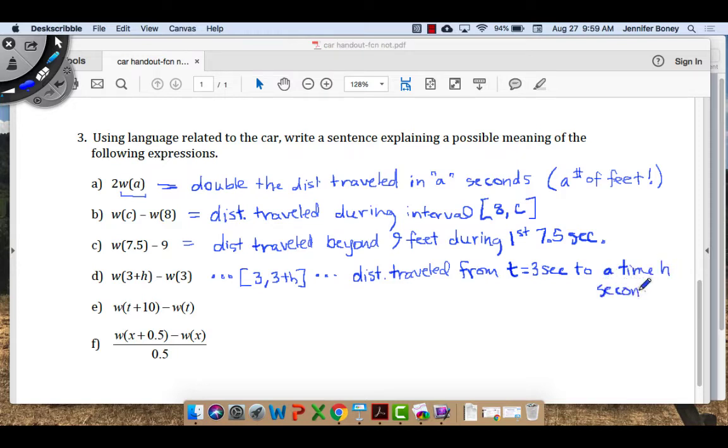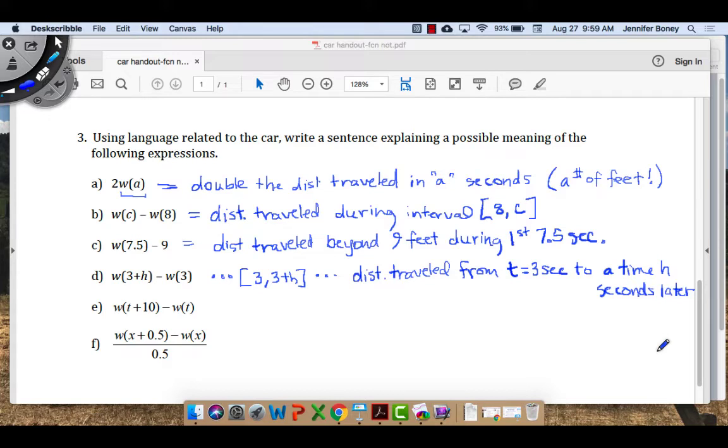So 8 seconds later, then time t equals 3 is time t equals 3 plus h. All right, now what about part E? What's the beginning and end of this interval? The beginning is t, and the end is t plus 10. So this one we know the length of the interval. We just don't know where it is.